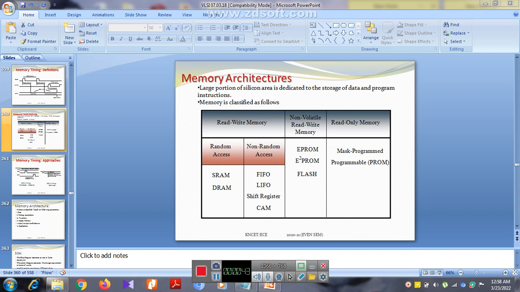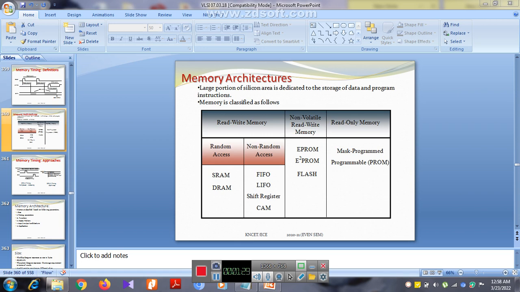So, in memory architecture, there is read-write memory and non-volatile read-write memory. In read-write memory, we are talking about volatile memory only. Volatile memory means that whenever the power is on, all the data is stored. If the power is not functioning, the data is not stored there.